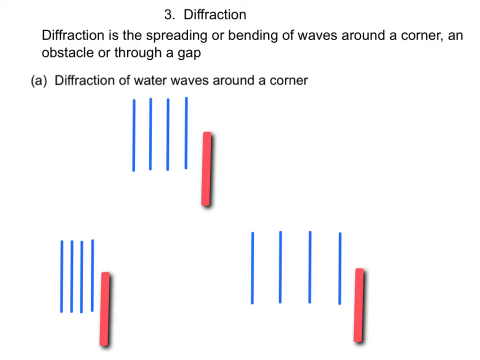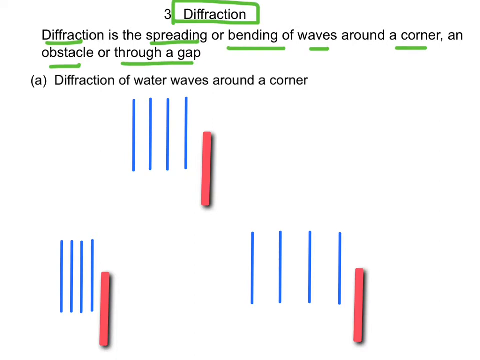Now let's look at another wave phenomenon, which is called diffraction. What is diffraction? Diffraction is the spreading or bending of waves around a corner, an obstacle, or through a gap.